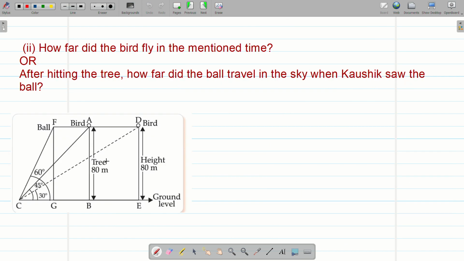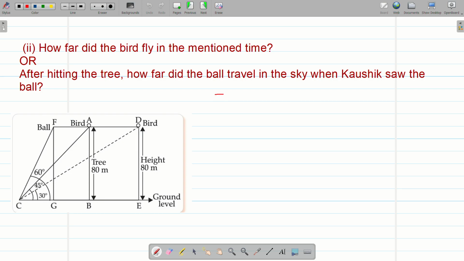Now the second part of the question, how far did the bird fly in the mentioned time? Earlier it was at A, and after 2 seconds it reaches the point D. So the distance traveled is AD. AD is equal to BE, and BE is equal to CE minus BC. So first of all we have to find out CE.